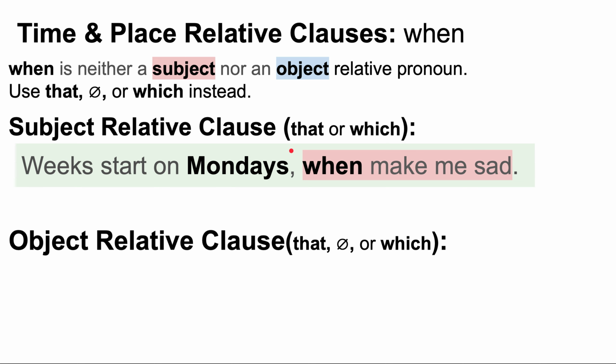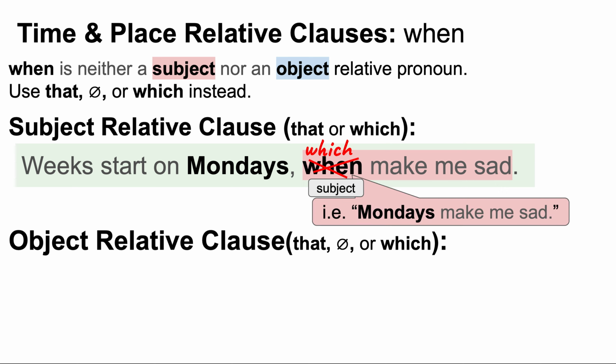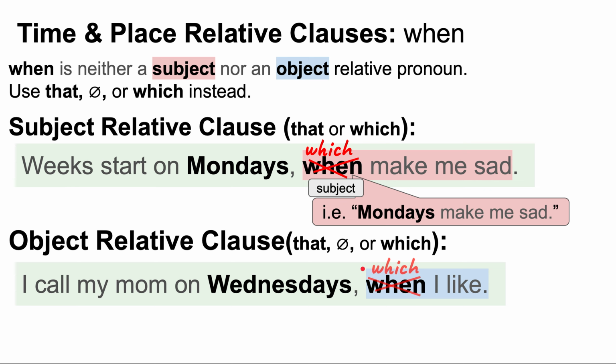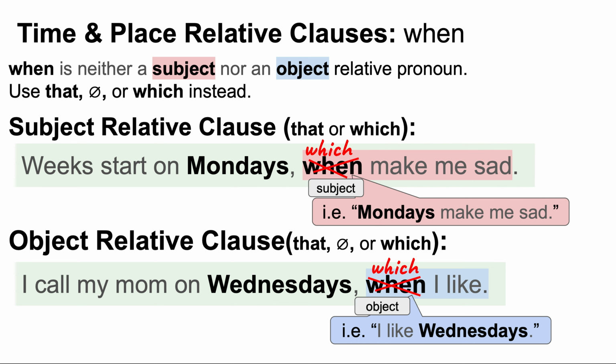When is incorrect, instead use which, because this is a subject relative clause. That is, Mondays make me sad. Now let's look at an example with the object relative clause. "I call my mom on Wednesdays when I like." When is incorrect. Instead use which, because this is an object relative clause. That is, I like Wednesdays.